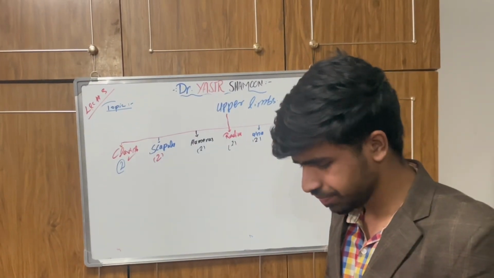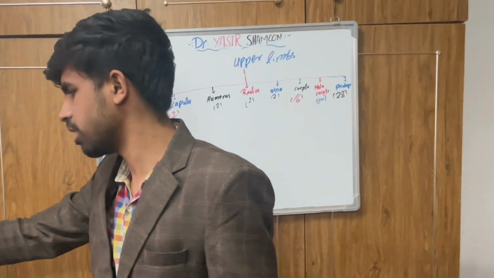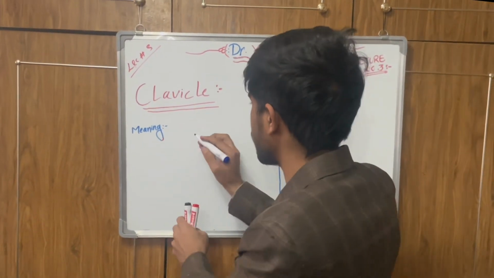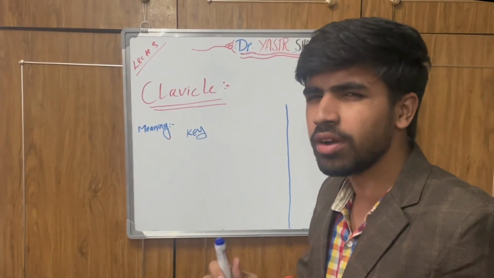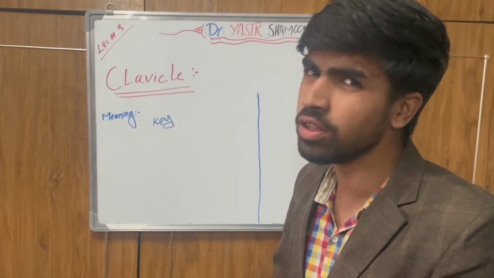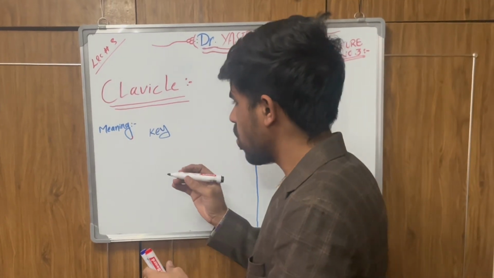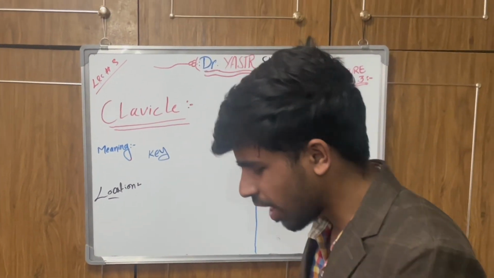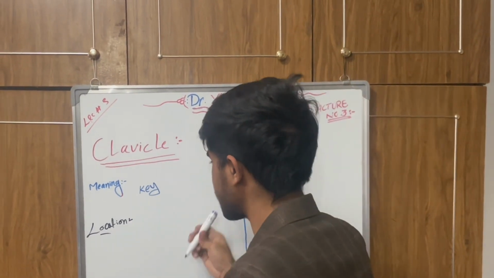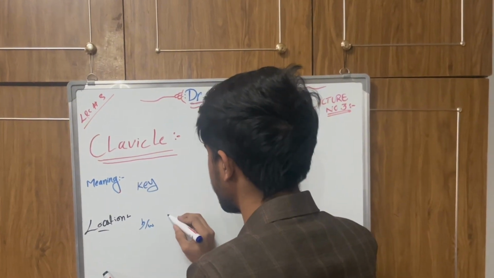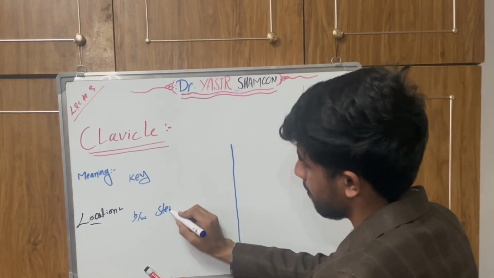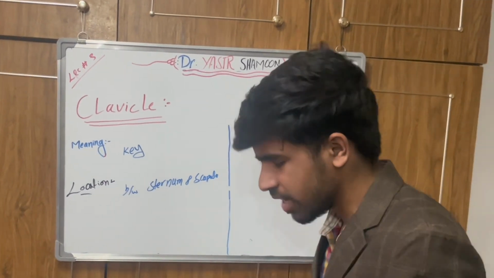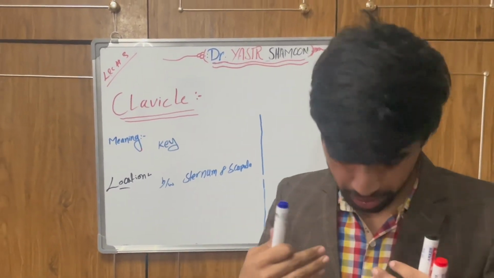First I discuss the clavicle. The meaning of clavicle in Latin is key, because it rotates around its axis during abduction. Now the location of the clavicle: it is present between the sternum and the scapula.